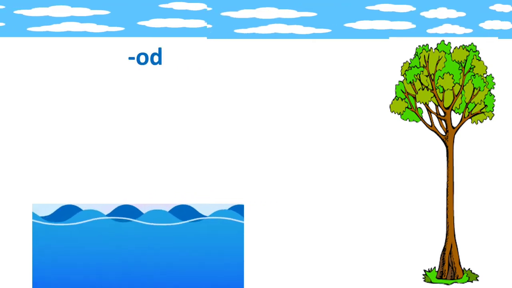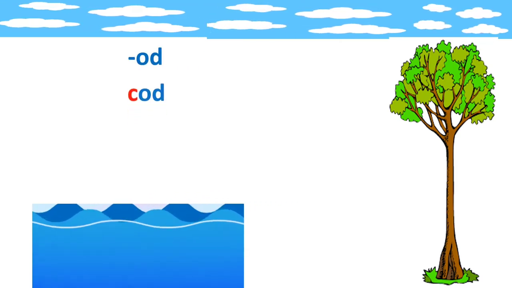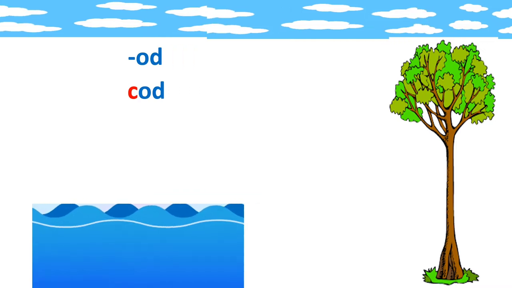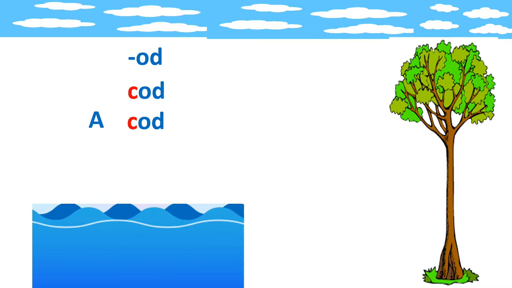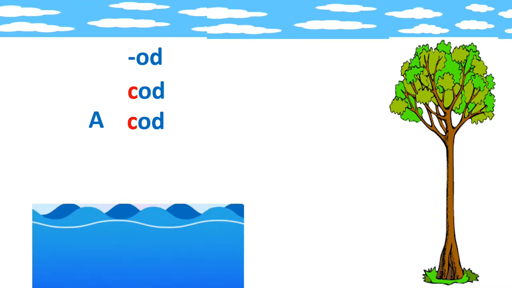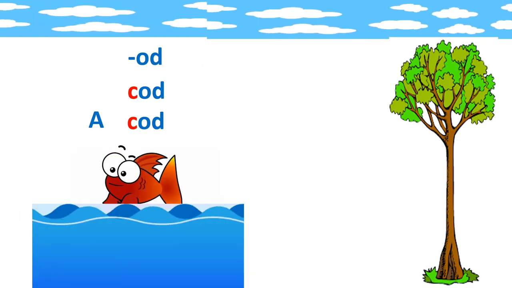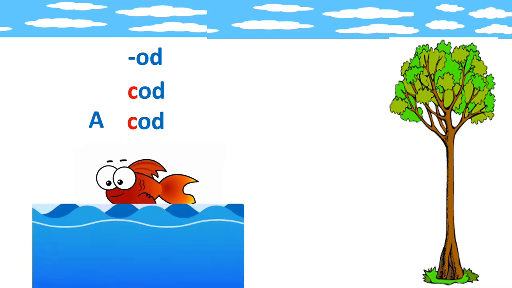Odd, odd. K, odd, cod. A, k, odd, cod. A cod. Cod means a fish.